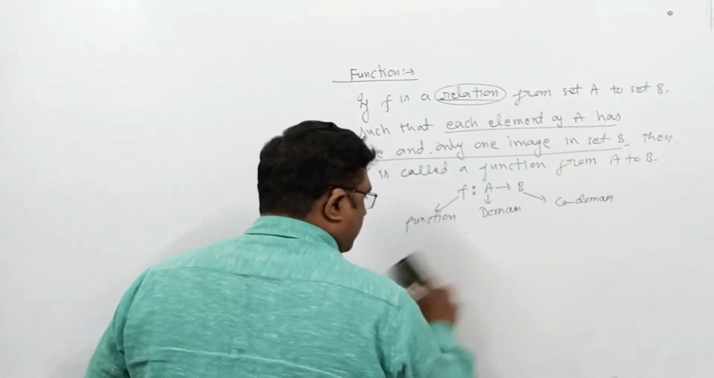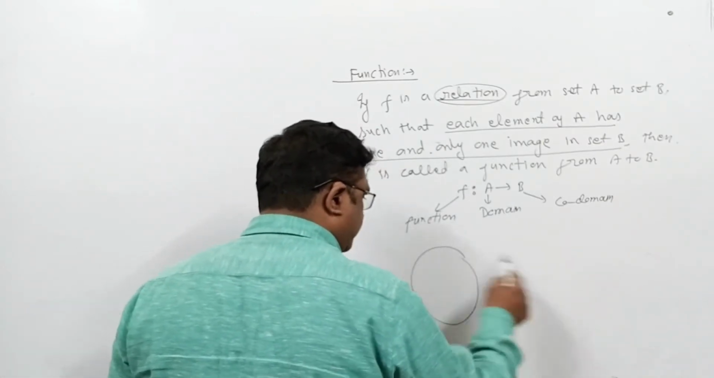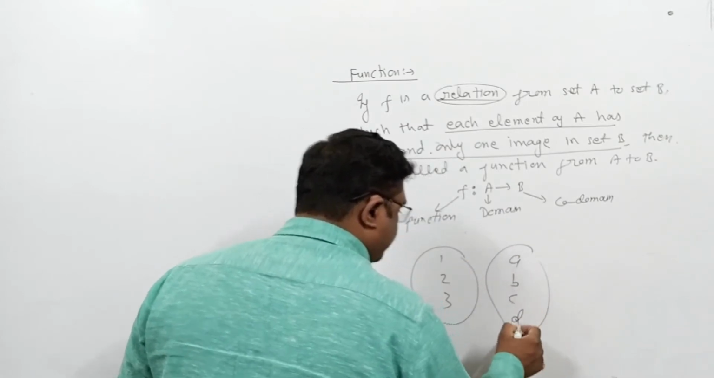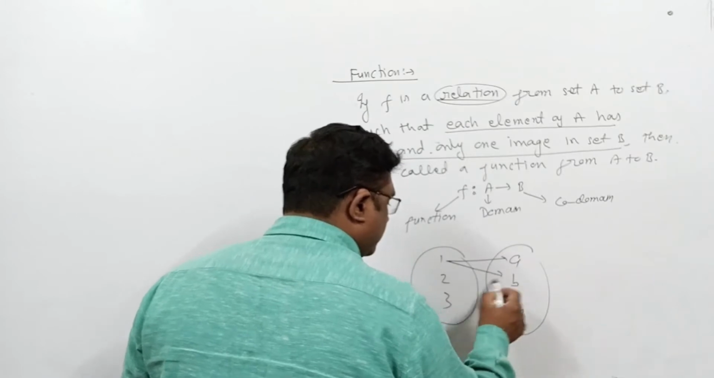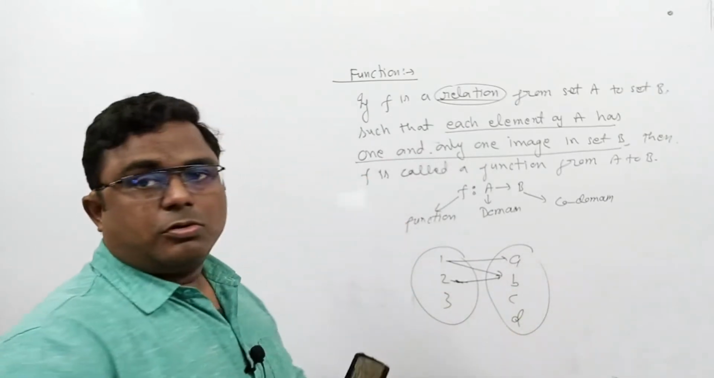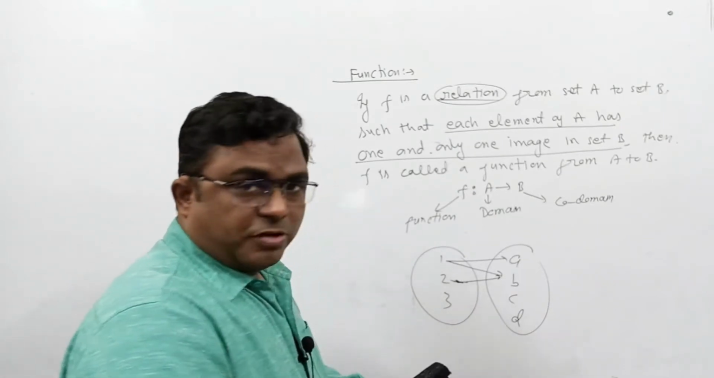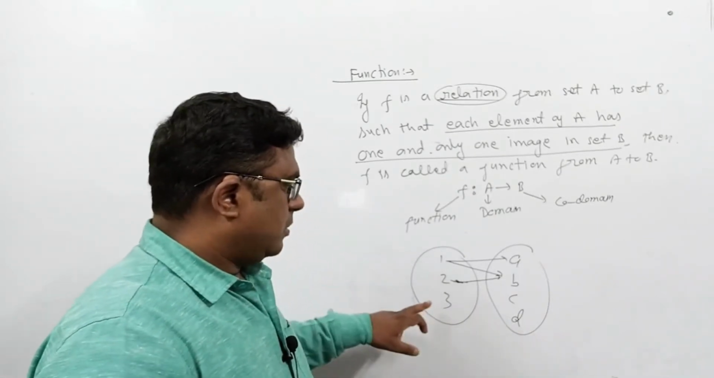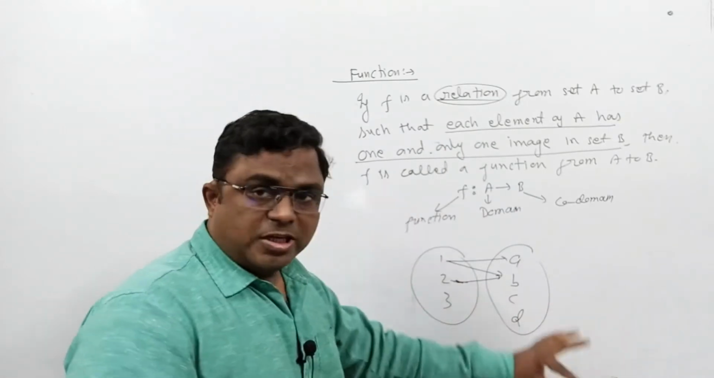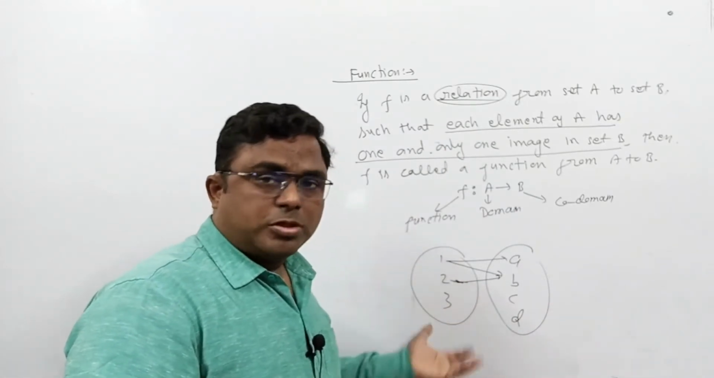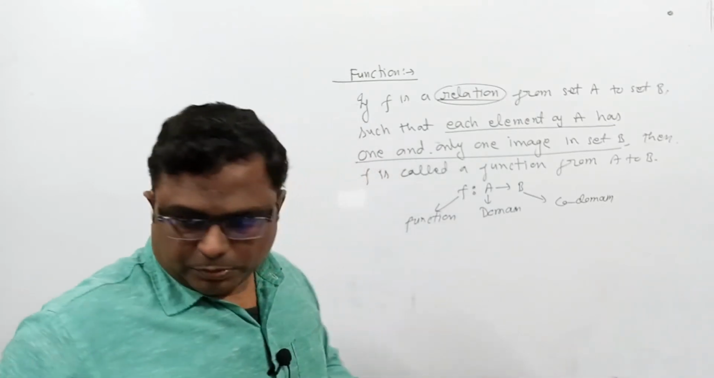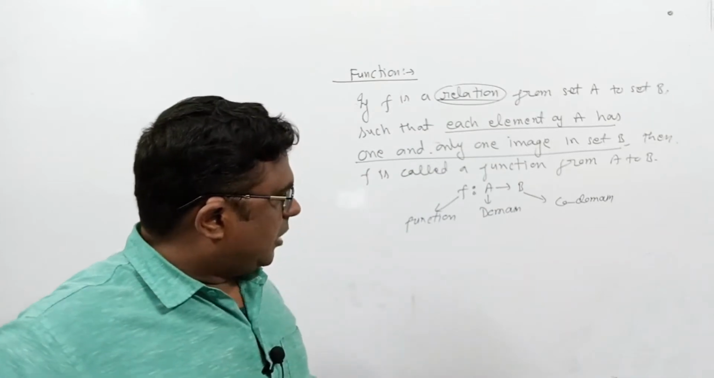Let us see one more example. 1, 2, 3, A, B, C, D. Is it a function or not? No, it is not a function. It has two reasons. One element is not having an image, and another element is having two images. So due to both reasons, it is not a function. At last, we will consider an example in which it will be a function.